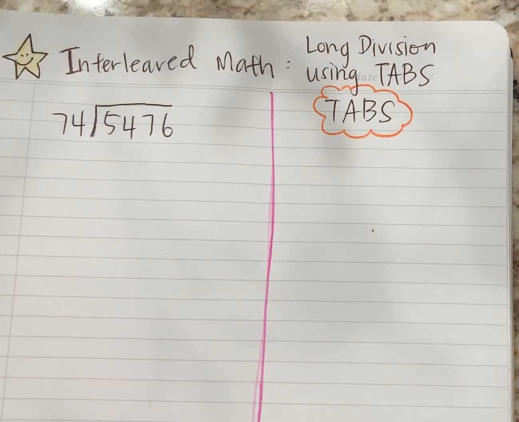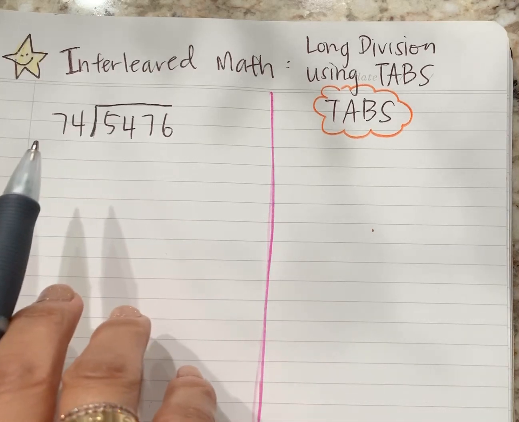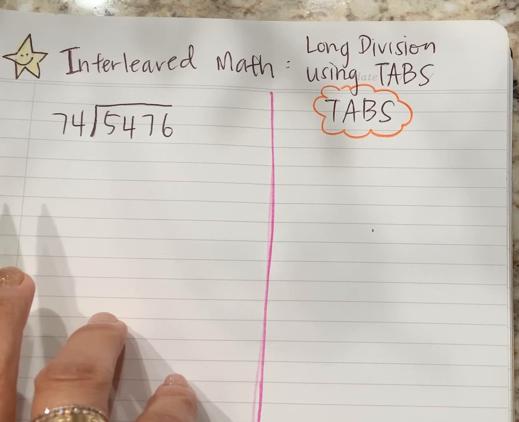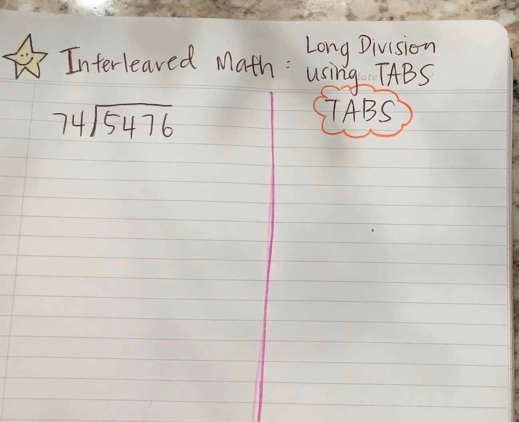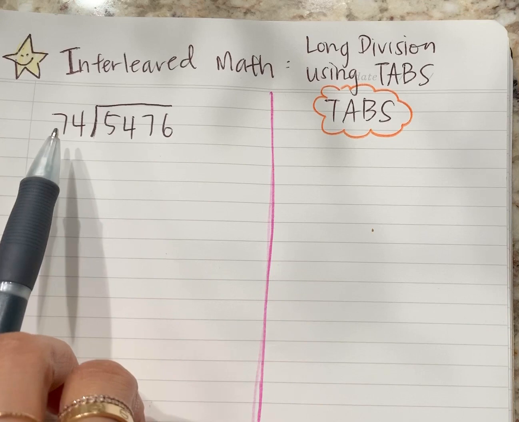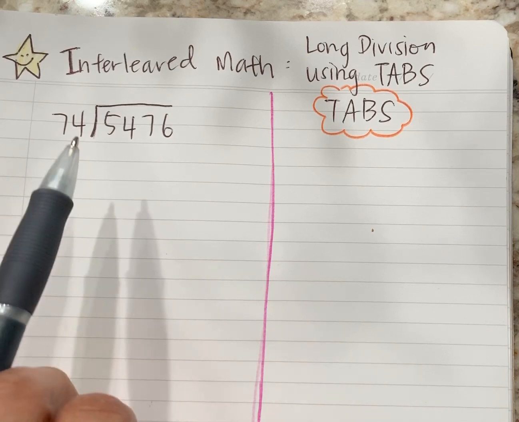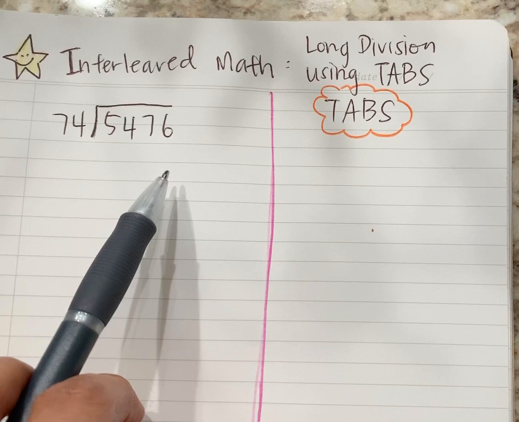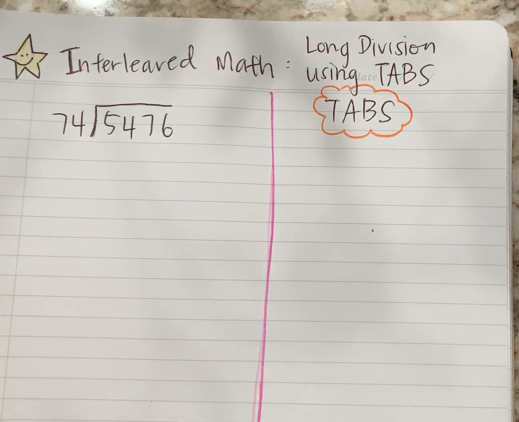Hopefully this looks familiar. If it doesn't, then here it is. We are going to be doing some long division, and notice I didn't choose numbers that are ridiculously high, right? I chose a 2-digit divisor and a 4-digit dividend. I'm not trying to trick you all. I'm just trying to help you review this strategy for long division called tabs.